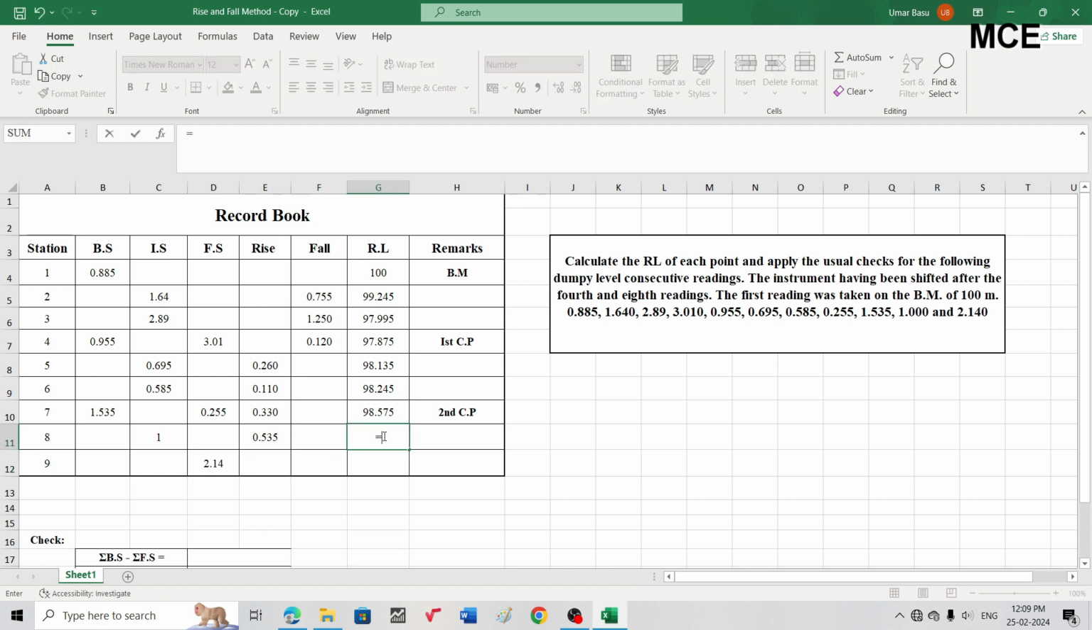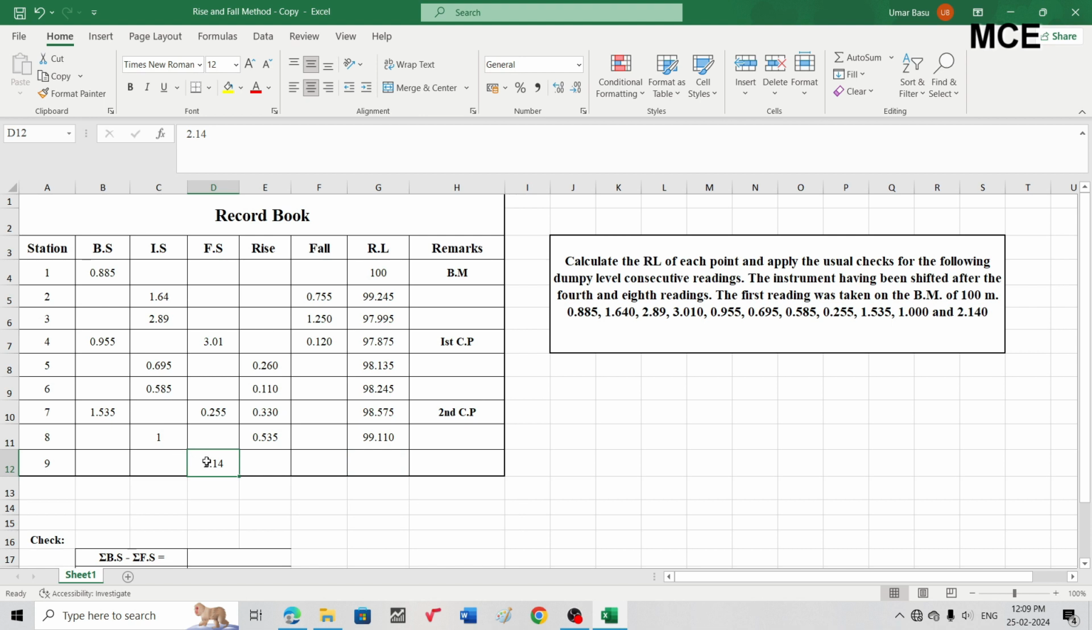and reduced level is the sum of the reduced level of the previous station, that is station 7, 98.575, and to it add the rise from station 7 to station 8, which is 0.535, to get the reduced level at station 8. After that, for the last station, you can see the staff reading of the 9th station.